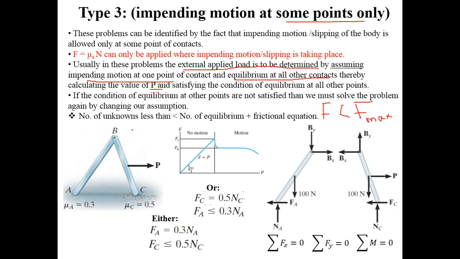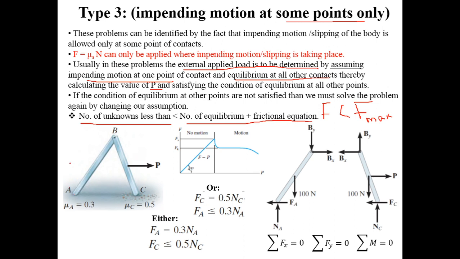So that is why type 3 problems are tricky, and they can be very lengthy as well, because if the number of contacting points increases, then your solution also increases, right? So a distinguishing feature of these kind of problems will be that the number of unknowns will be less than the number of equilibrium plus frictional equations.